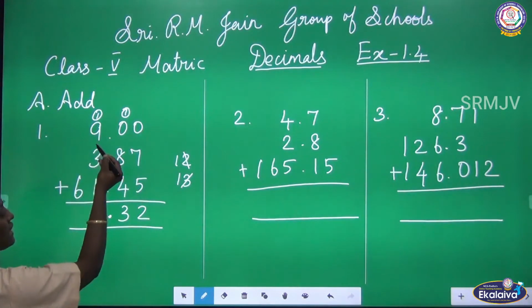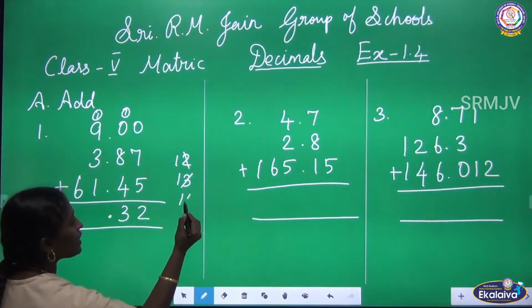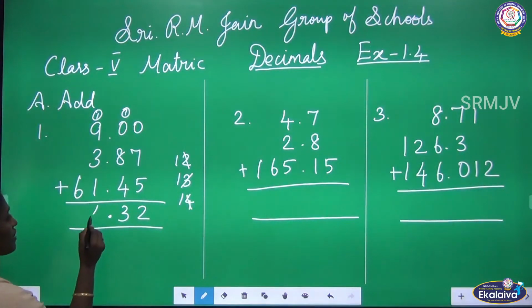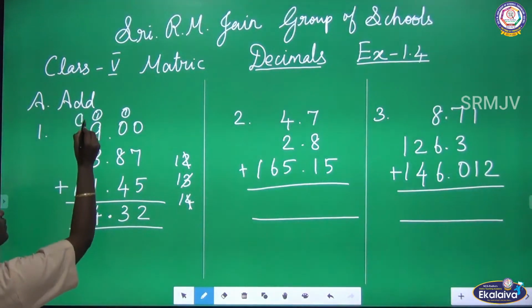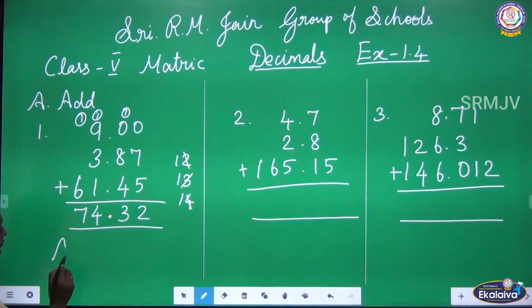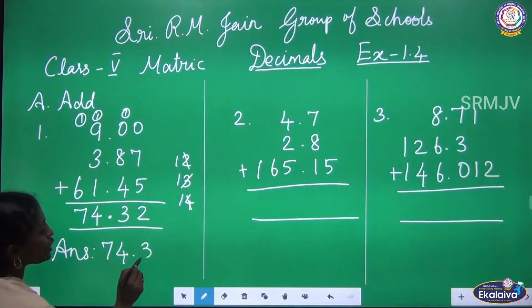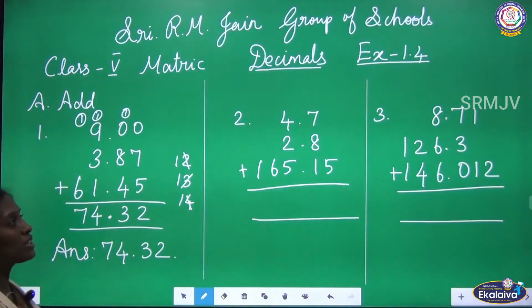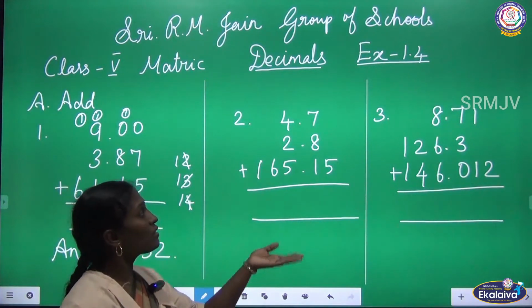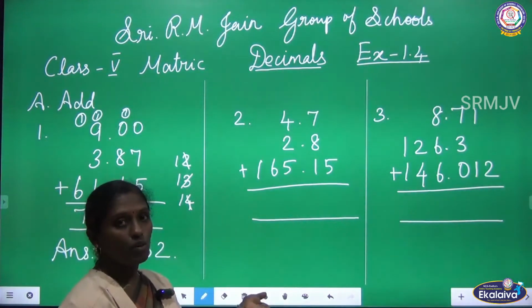1 plus 9, 10, 10 plus 3, 13, 13 plus 1, 14. Again a 2-digit number. So we write 4 here, 1 carry over to the next place. 1 plus 6, 7. So the answer is 74.32. A normal addition, but here according to the place values we have to start. Here decimal place and whole number part.